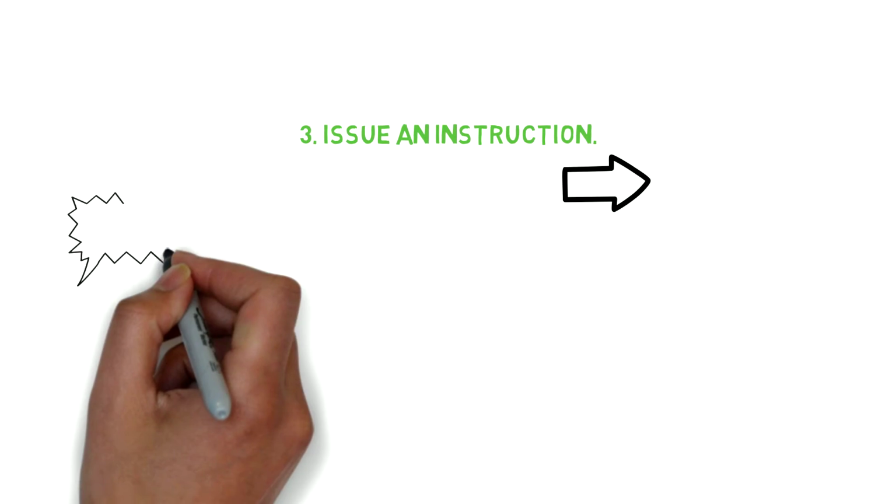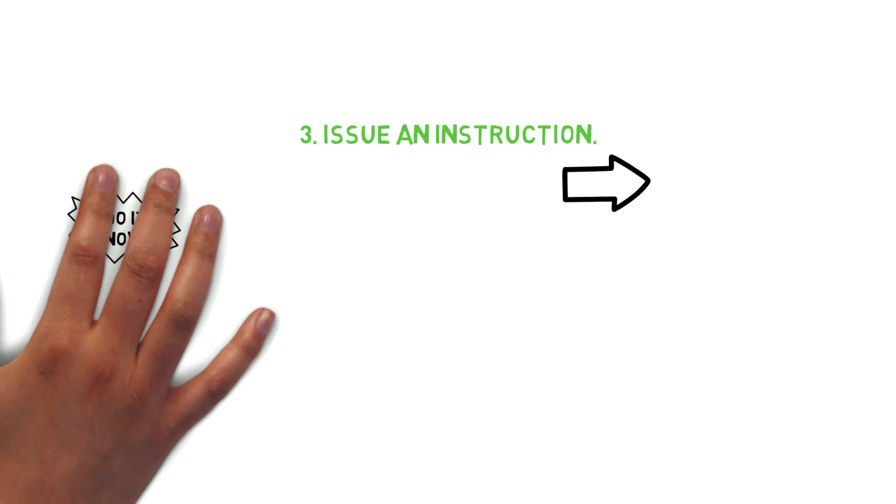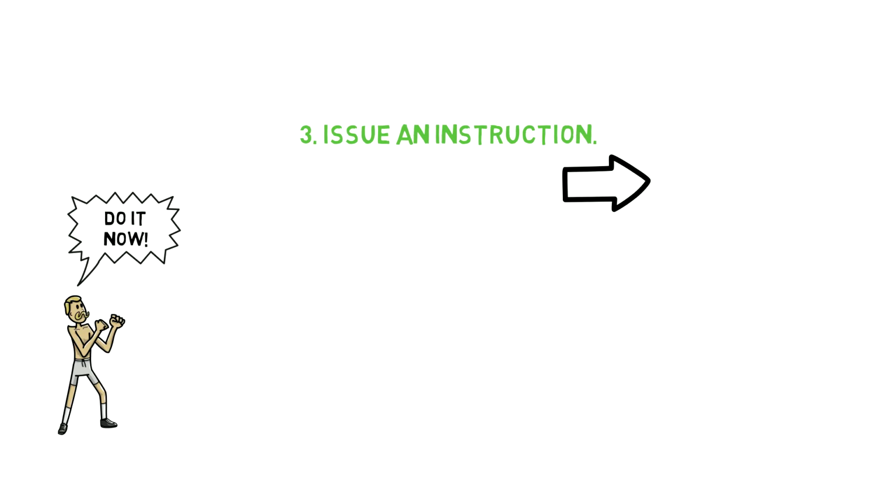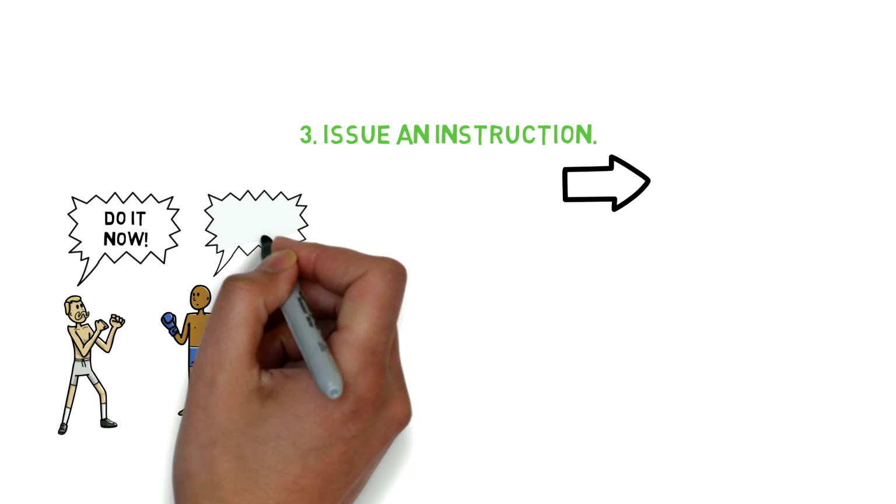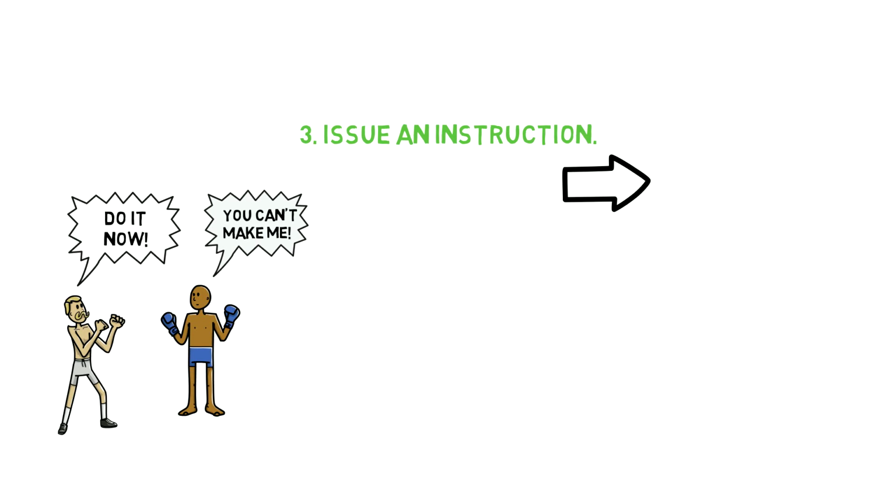"I've told you to put the game away. Do it now." This personalises the conflict, and as a bonus, escalates it into a power struggle. It invites the classic response that "you can't make me," and the bad news is, you can't.